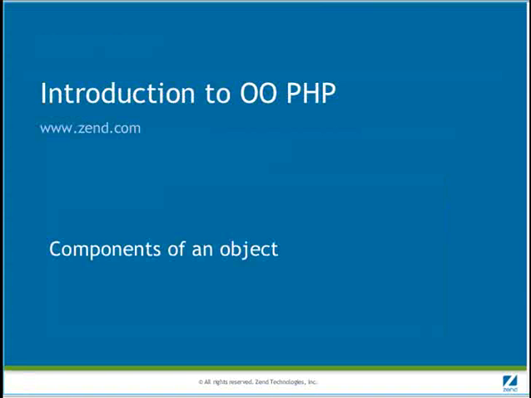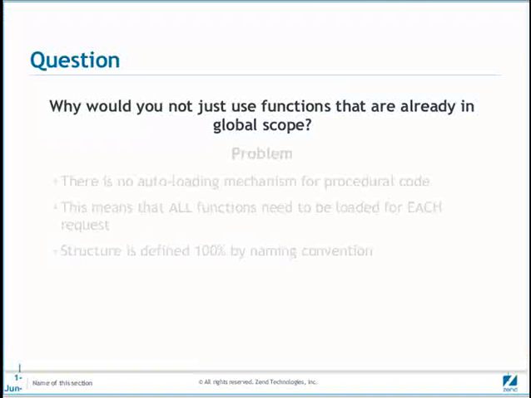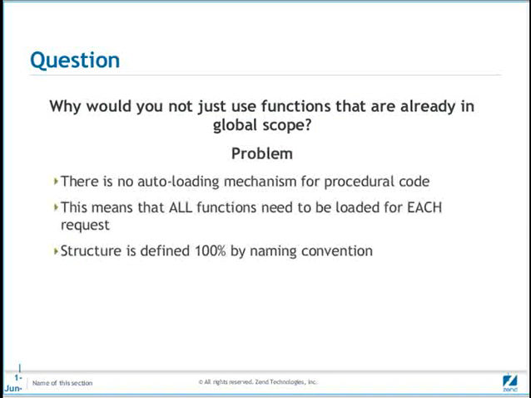Now, let's talk about the components of an object a little bit more. All right. So in the case of objects, why would you not just use functions that are already in the global scope? Well, there's a variety of reasons why functions in the global scope in the procedural model may not be glamorous. First of all, there's no auto-loading mechanism for procedural code. So what that means is that every function would need to be loaded for each request over and over and over again. This becomes a performance issue. All right? So in this case, the object-oriented model of PHP can outperform the procedural model of PHP. First thing to keep in consideration.